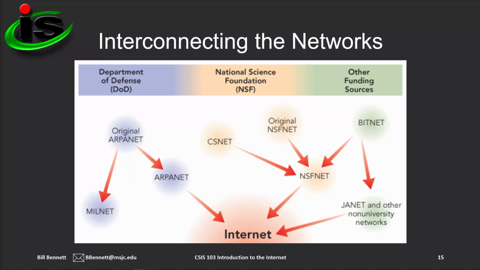By the late 1980s, many other TCP/IP networks had merged or established interconnections. The image on this slide summarizes how the individual networks described in this section combined to become the Internet as it is known today.